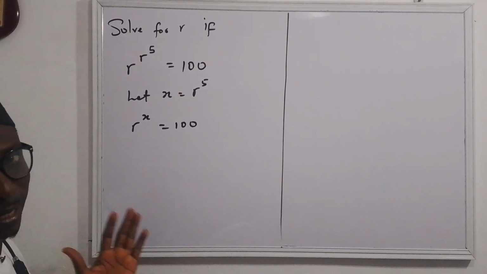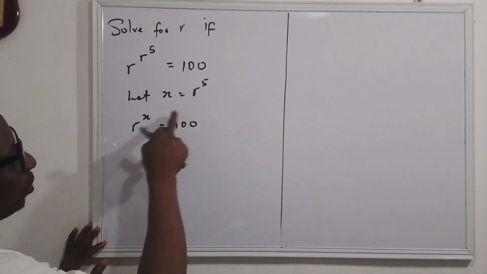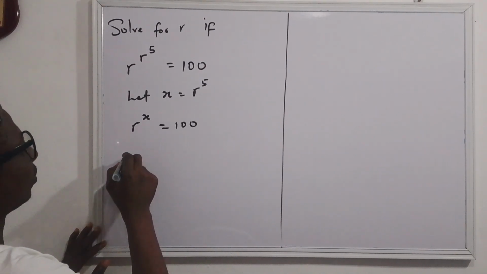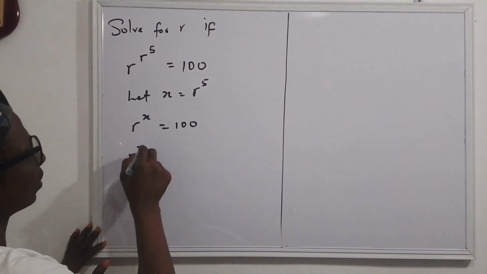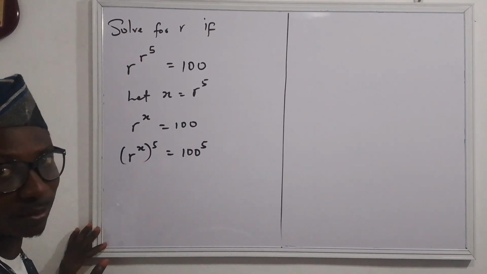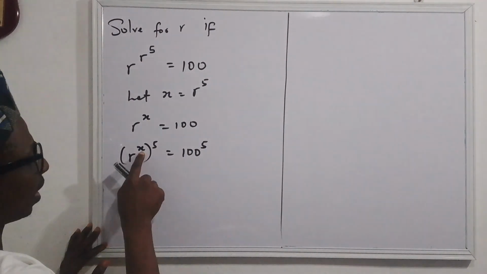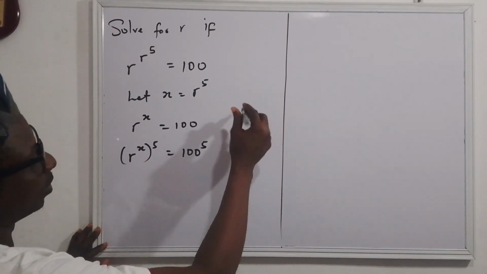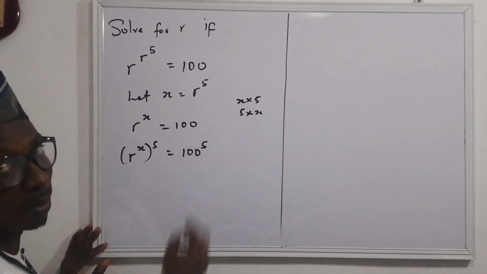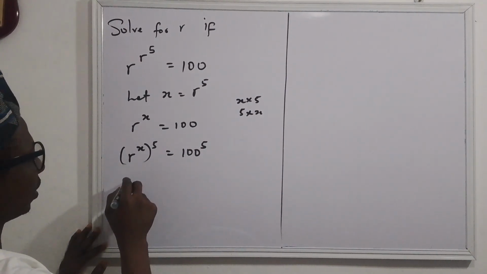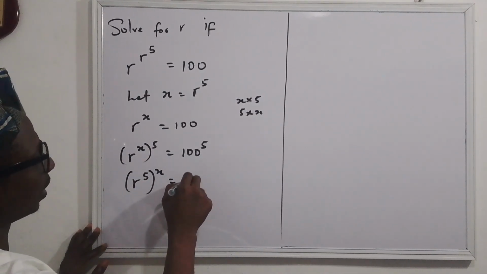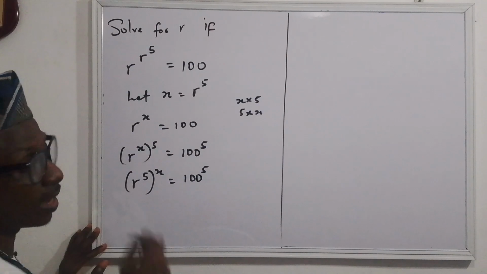Alright, so what's the next thing? So we multiply each of these powers by 5. Alright, so we have r raised to the power of x raised to the power of 5 equals 100 raised to the power of 5. Can you see that? Good. So now I can switch this because x times 5 is the same thing as 5 times x. Alright, so now this is r raised to the power of 5 raised to the power of x equals 100 raised to the power of 5.